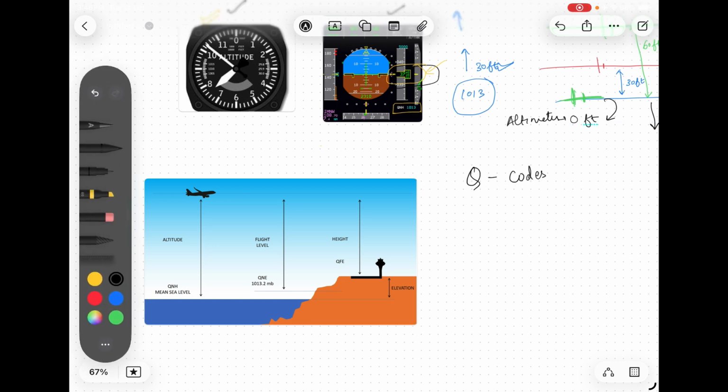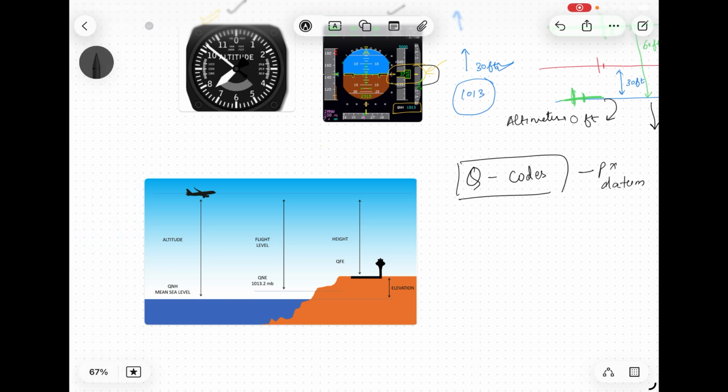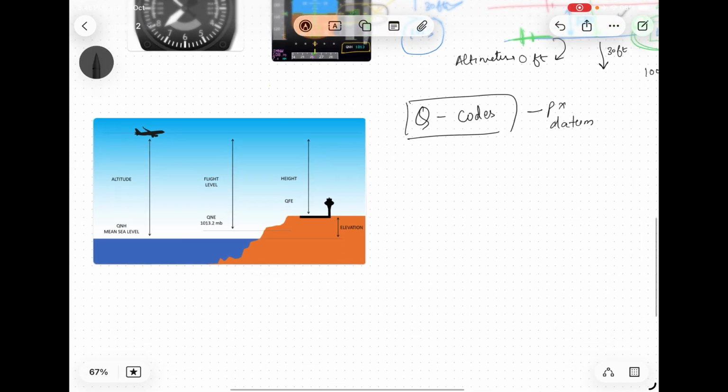Let us understand what these different settings are. These Q codes are basically the pressure datums that we set in our altimeter. Now we'll understand the difference between height, elevation and altitude. This we need to understand, but before that, let us understand the Q codes.